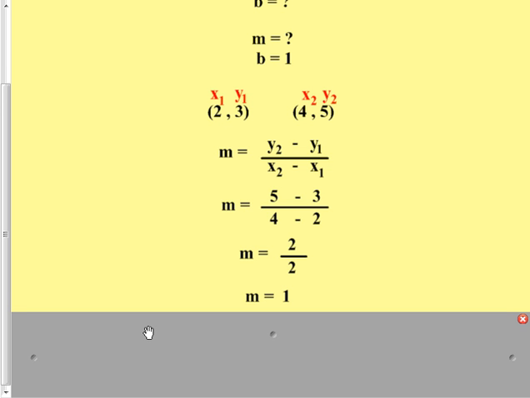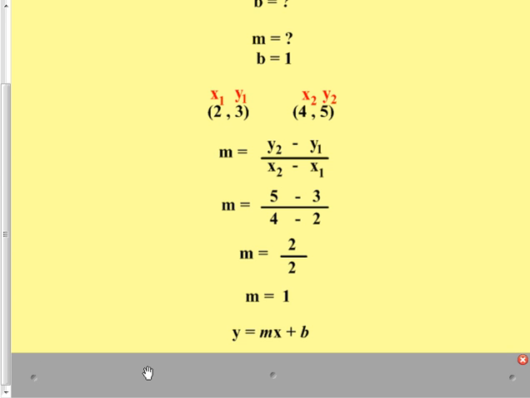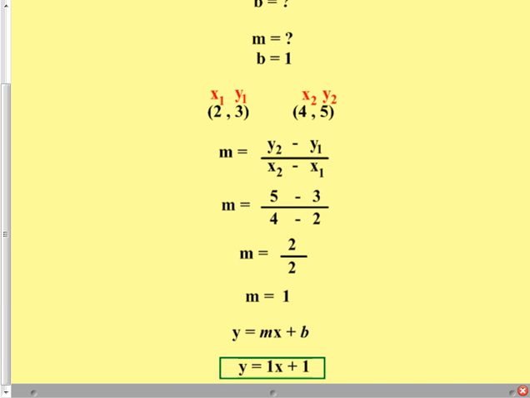Now, that's great, but that's not the answer to the problem that they asked. We needed to know what is the equation of the line. Well, the reason we couldn't write the equation of the line is because something was missing. We were missing the slope value. Do we have it now? Yes, we do. So now we can go to slope-intercept form, y = mx + b, and we can write our equation. What will the equation be? y = 1x + 1.